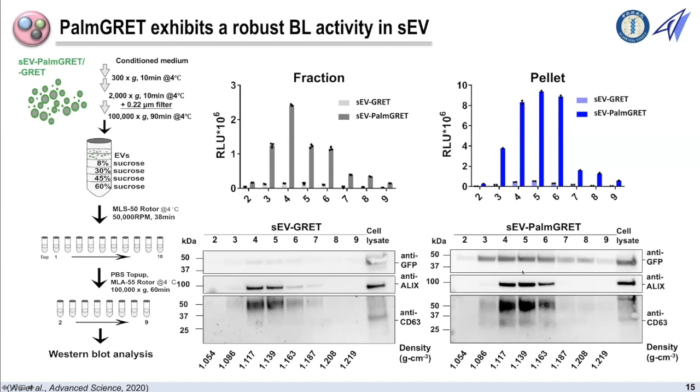3 to 6. And here also indicates that the GRET is our cytosolic control, which we know that the cytosolic part of the cargoes may randomly be packaged into the EVs. And here we can show that our PalmGRET perhaps packages our reporter, or maybe the cargoes, more efficiently into the EVs. So here we demonstrate that PalmGRET exhibits robust bioluminescent activity in small vesicles, as we show in the fraction pellet and then the Western blot.